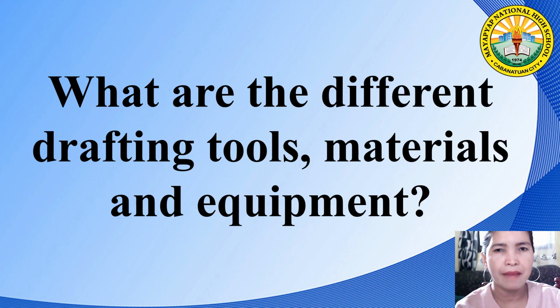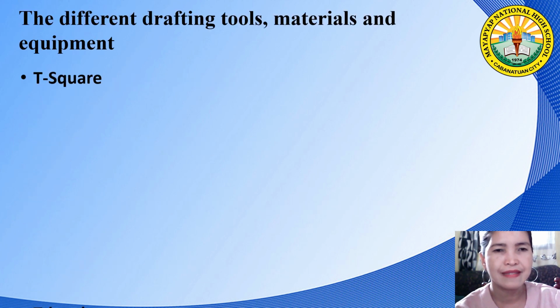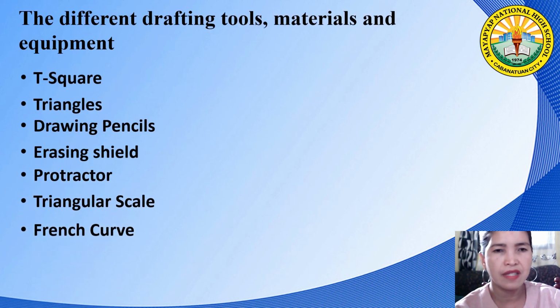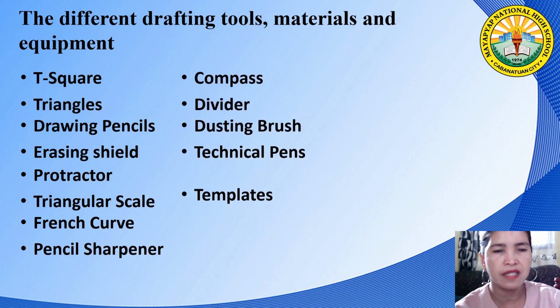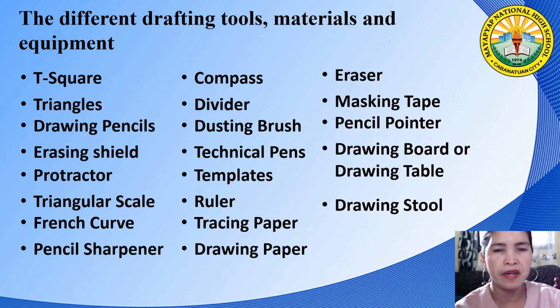Now let's have some recap. What are the different drafting tools, materials, and equipment? The different drafting tools, materials, and equipment are T-square, triangles, drawing pencils, erasing shields, protractor, triangular scale, French curve, pencil sharpener, compass, divider, dusting brush, technical pens, templates, ruler, tracing paper, drawing paper, eraser, masking tape, pencil pointer, drawing board or drawing table, and drawing stool.